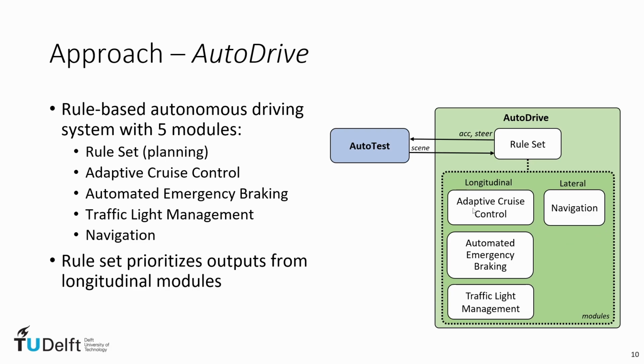Now, adaptive cruise control, the braking and traffic light management, these are longitudinal modules. So these are modules that are responsible for movement in the longitudinal axis. So if you have a car, it would be the axis that's pointing ahead. And lateral means that navigation, for instance, is responsible for movement in the lateral axis. So that's the axis that's pointing to the side of the car.